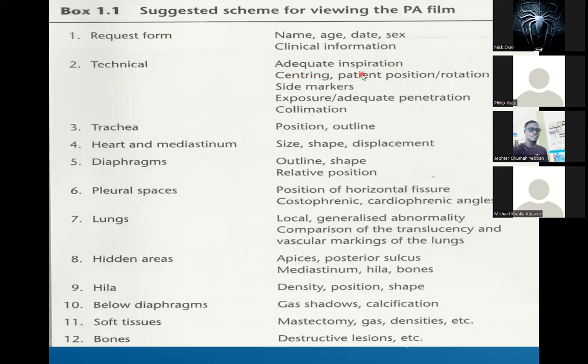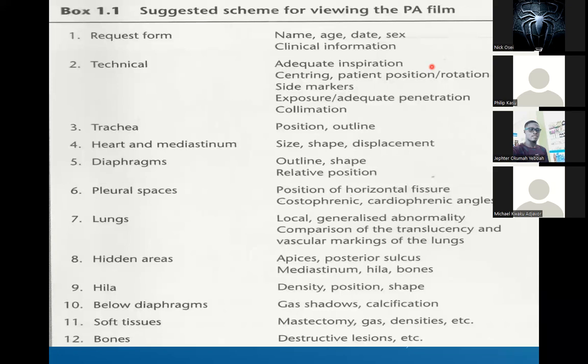Then you move on to the technical aspect, whether the X-ray is even good enough for you to start commenting on or not. You should know whether there's adequate inspiration. We said that if there's adequate inspiration, you should expect to see a minimum of about 6 to 8 of the ribs showing, whether there's centering or not, or there's rotation, and whether it is clearly labeled, asking whether it is AP or PA, and whether there's adequate exposure or not. These are the technical things you look out for before you start talking, so that if it is not, then you know how much emphasis or weight you should put on it.